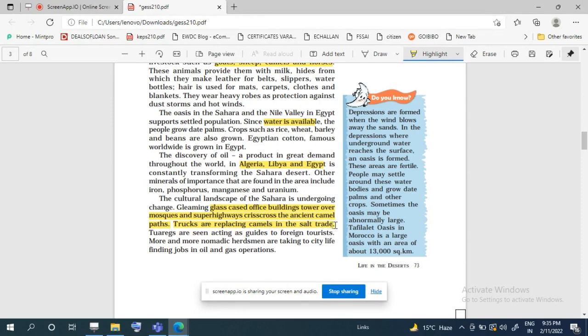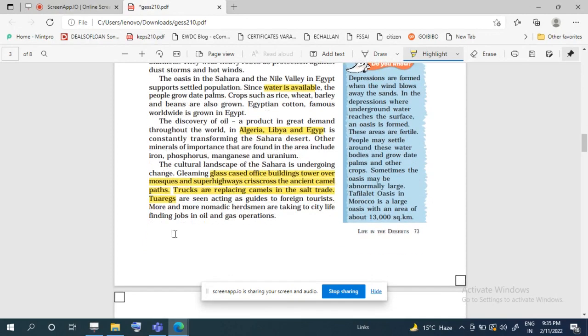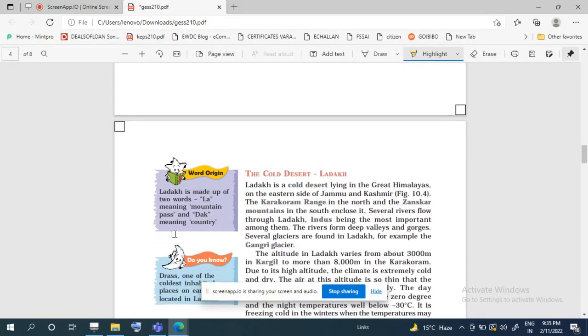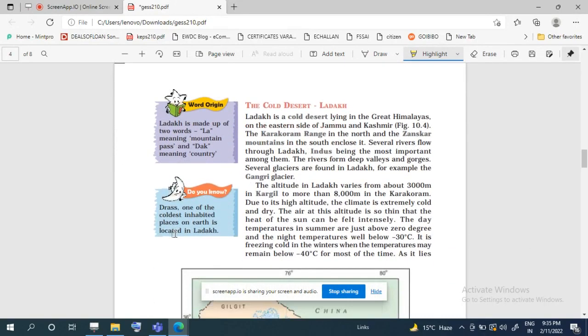Okay, and Tuaregs are seen acting as guides to foreign trade tourists. जो टूरिस्ट आते हैं उनके लिए वो गाइड बन जाते हैं Tuaregs. And now more and more people are leaving this place, and they are settling in city life. They are finding jobs in oil and gas operations. Okay, so now we will see the cold desert of Ladakh.